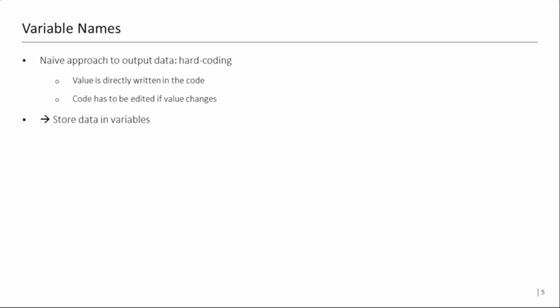Instead of that, values are stored in variables, which can be described as storages for values. Now, instead of changing all parts of the code where the value occurs, we only have to change the value of the variable. It only has to be defined once and can be put anywhere as a kind of placeholder.